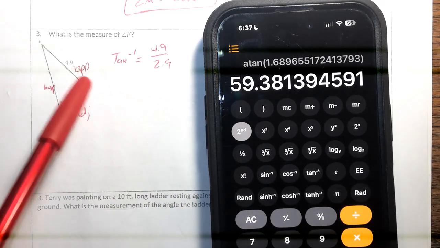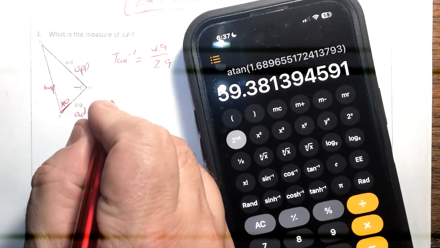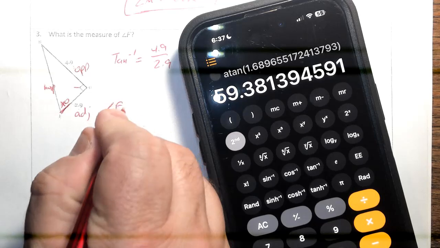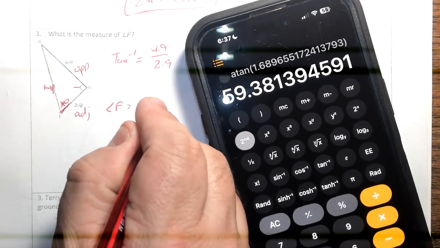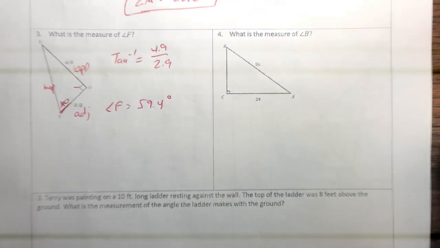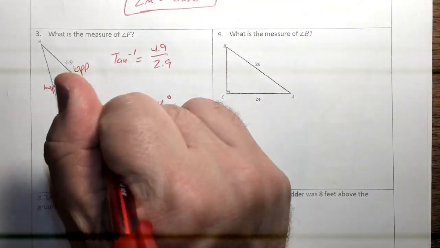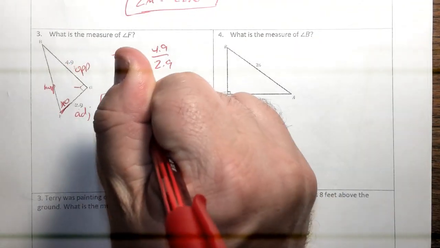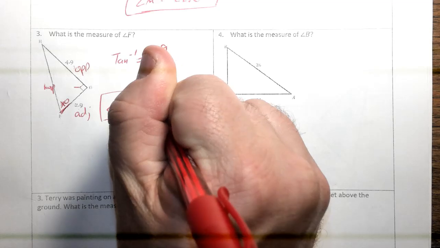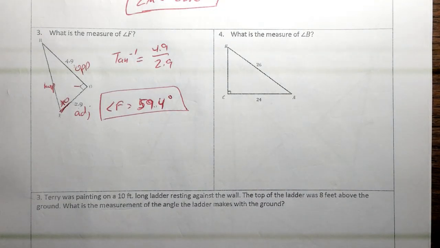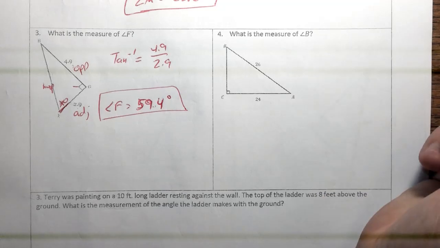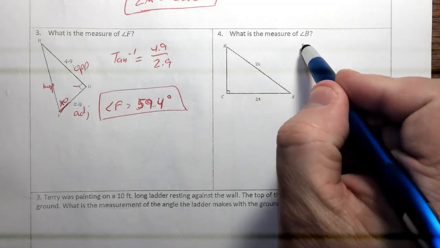So now our angle F equals 59.4 degrees. We round it up. 59.4 degrees. Sorry, it's a little messy. All right, so here they want B.